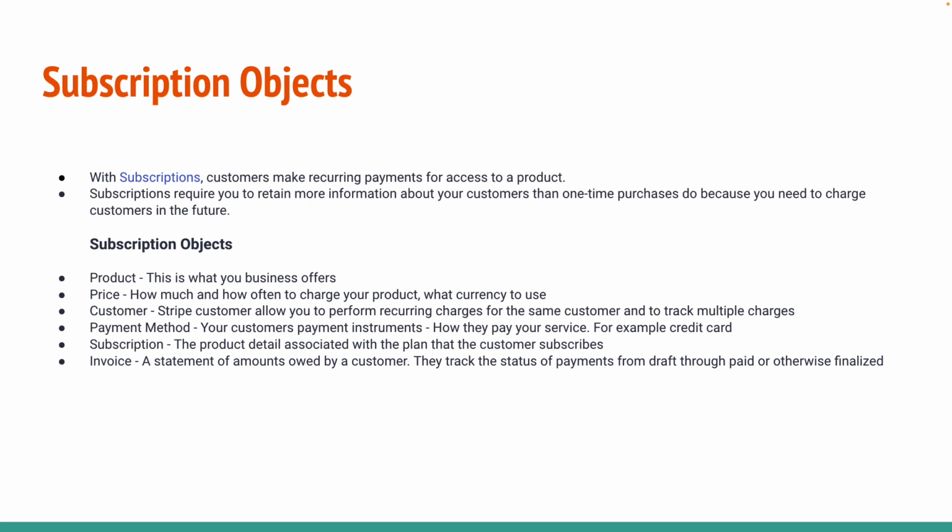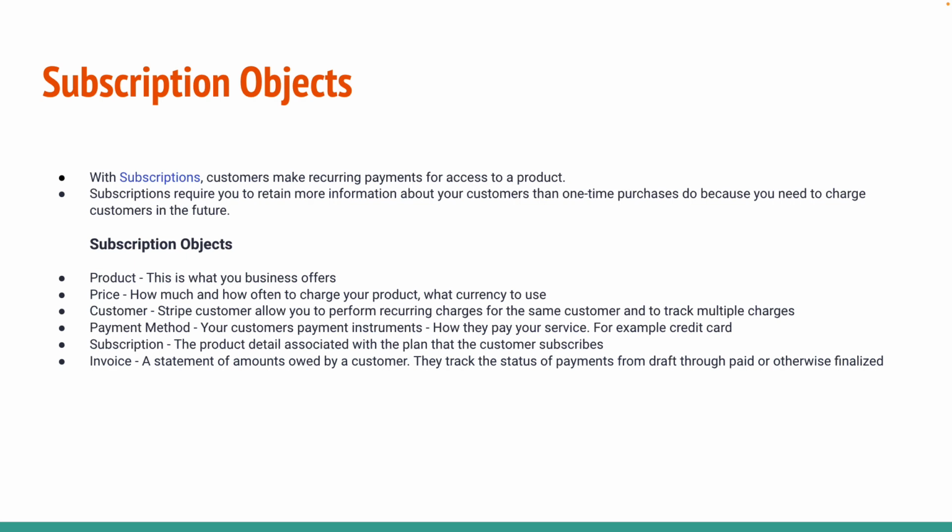So what is a product? This is what your business offers. So it's either a $9 product or a $15 product. And what is the price? This is the amount that you'll be charged. Each product has its own amount and its own currency. So with Stripe, each product has a price and a currency, either Euro, USD, Yen, etc. Then we have a customer. A Stripe customer allows you to perform recurring charges for the same customer and to track multiple charges. So you create a customer, and we link that customer to a payment method. What is a payment method? Your customer's payment instruments, how they pay for your services. For example, a credit card is an example of a payment method that we are going to use.